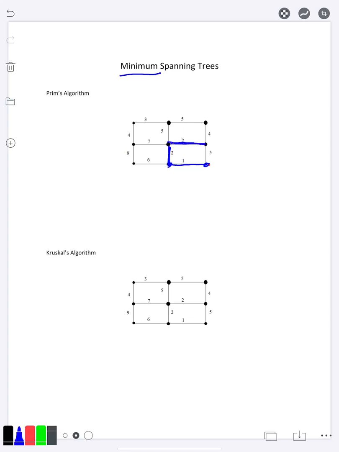Then again, I ask myself, okay, at this point in time, of all the edges that are connected anywhere to my graph, which of them are the smallest? And it looks like the 4 is going to be the smallest here.